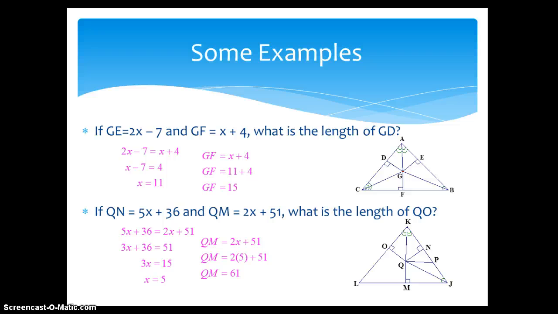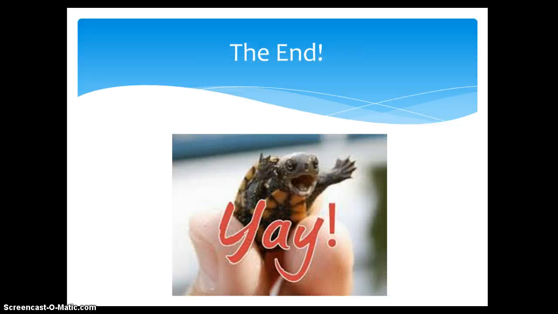And again, QM and QO are going to be equal. So QO is also 61. And that's it. Nice and short.